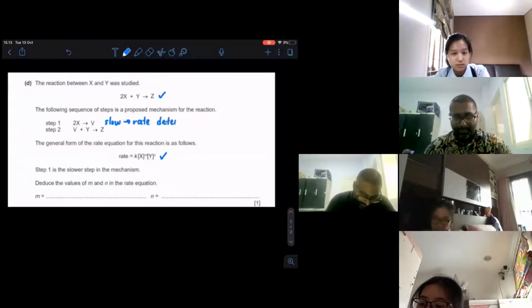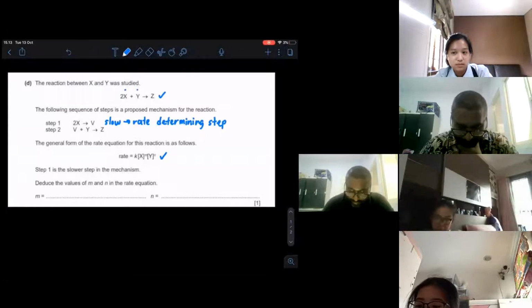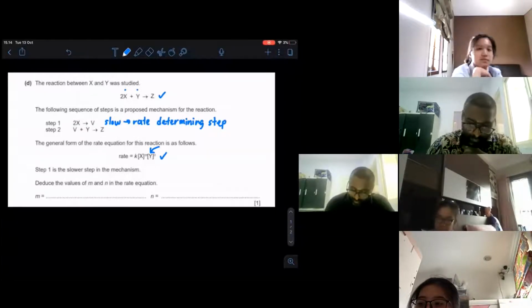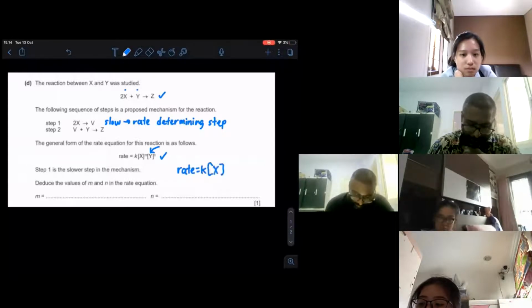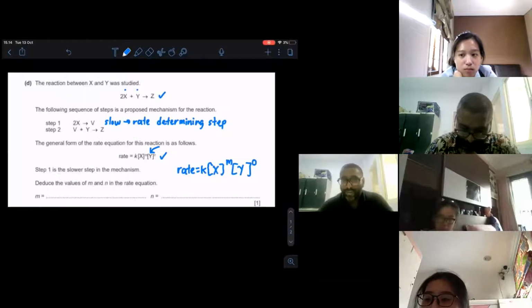Now, if this is the rate determining step, it means that I know that there is no Y. The reactant Y is not in the rate determining step. It means that Y should not even be inside the rate equation. So how do I get rid of that? Simple: by putting the rate equals k, X to the power m, and Y, I don't want it to be there. Just put 0, because anything to the power of 0 is going to be 1. So you are removing the Y.